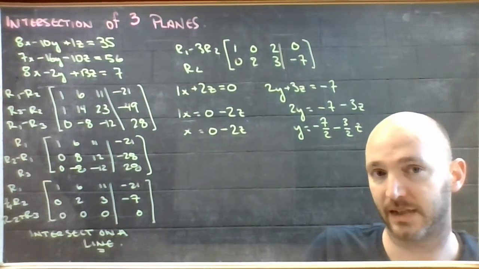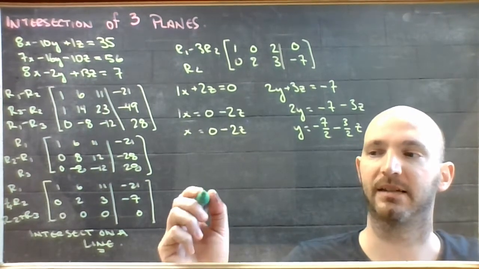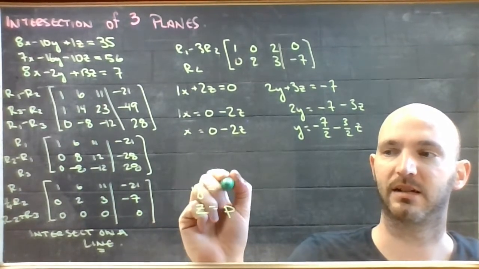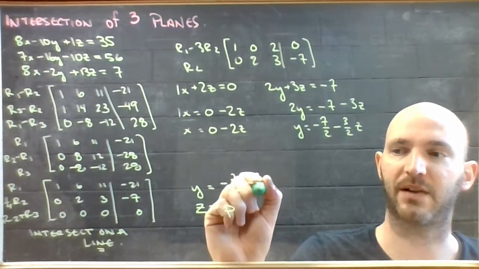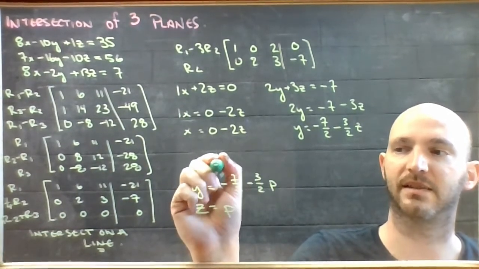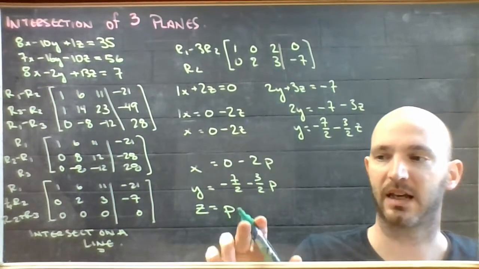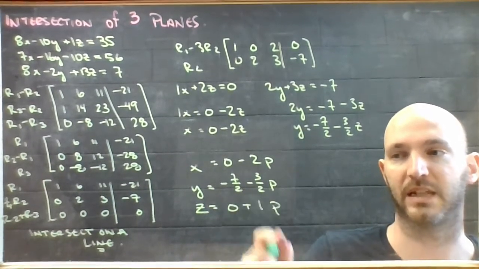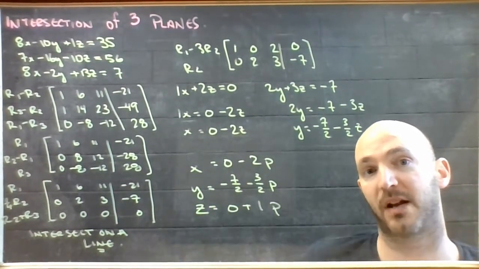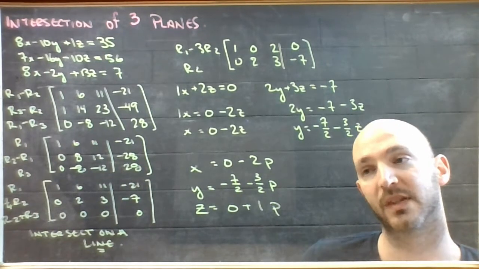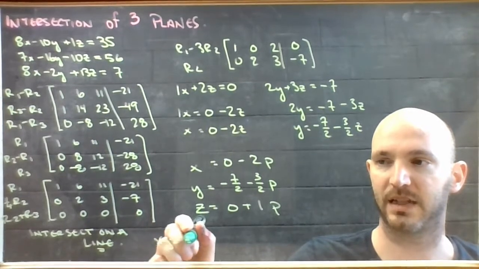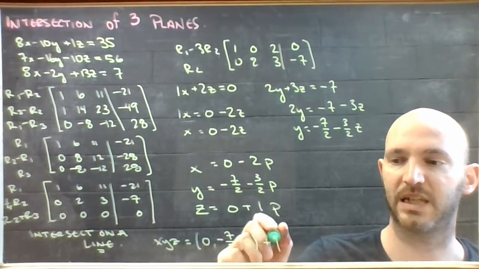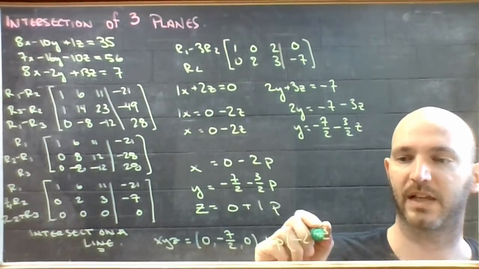If I replace z then with my p, so I say let z equal p, then y is negative 7 halves minus 3 halves p, and x is 0 minus 2p. And this would be more convenient if I wrote it as nothing plus 1p. So I've generated the parametric equations of my line. So in vector form, x, y, z equals 0, negative 7 halves, 0, plus p, negative 2, negative 3 halves, 1.